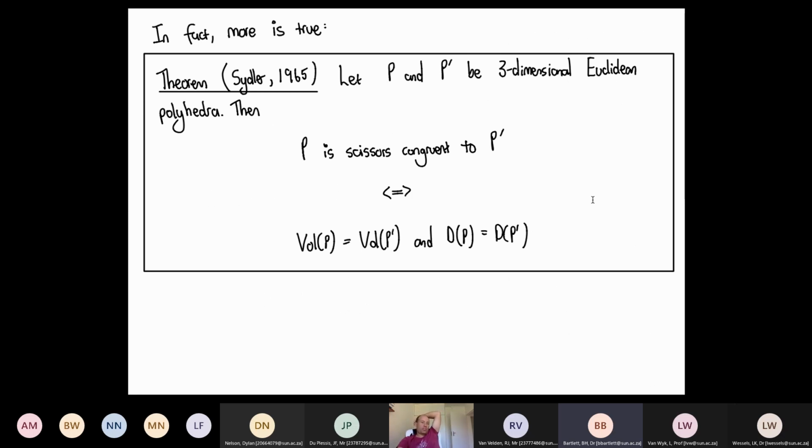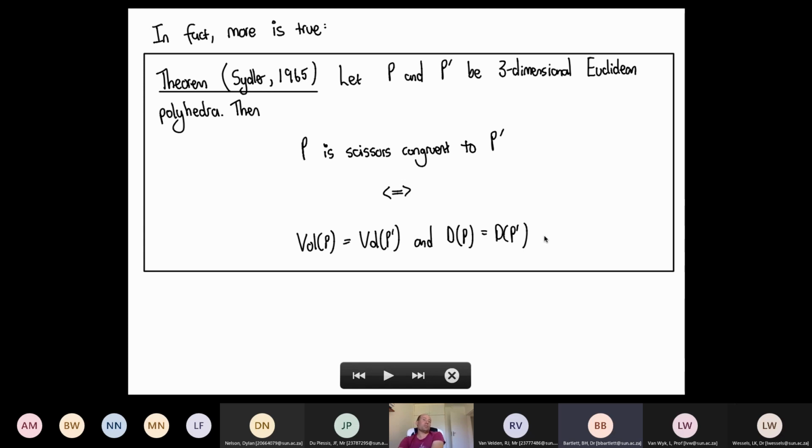So, in fact, more is true. Sydler proved in 1965: let P and P prime be three-dimensional Euclidean polyhedra, then P is scissors congruent to P prime if and only if they have the same volume and the same Dehn invariant. So up to now, we proved the forwards direction, right? We proved that if P is scissors congruent to P prime, then they have the same volume and the same Dehn invariant. Having the same volume is clear, and having the same Dehn invariant is what we just proved.